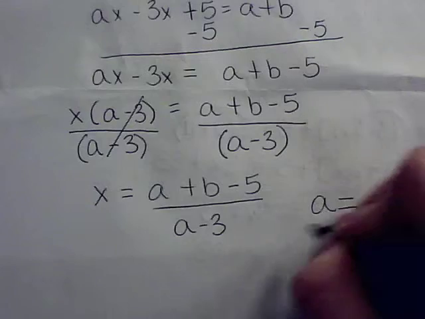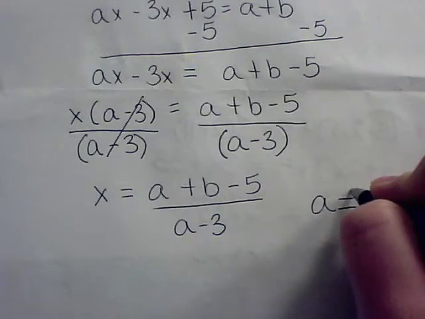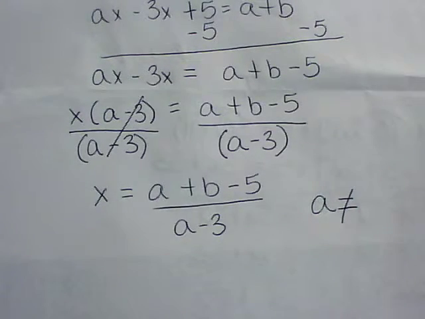If a equaled 0, on my denominator it'd have negative 3, which would be okay. I cannot have the denominator equal to 0. So what number could not equal 3? There you go. a cannot equal 3. So that would be the restriction. Does that make sense?